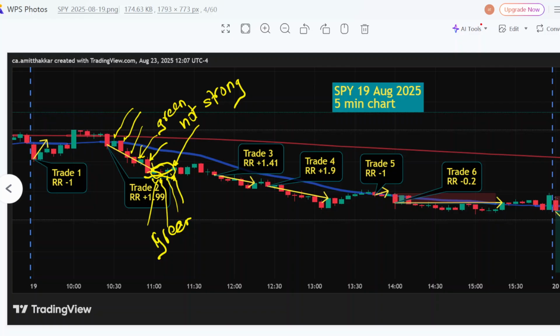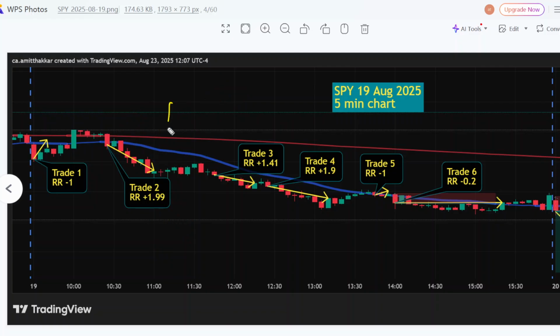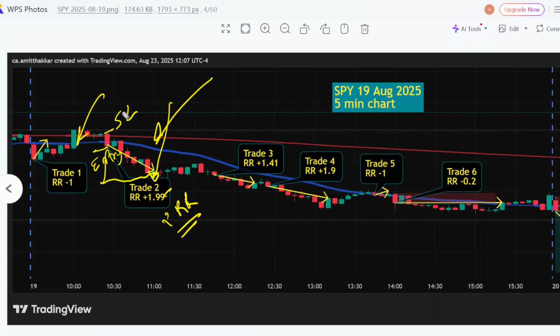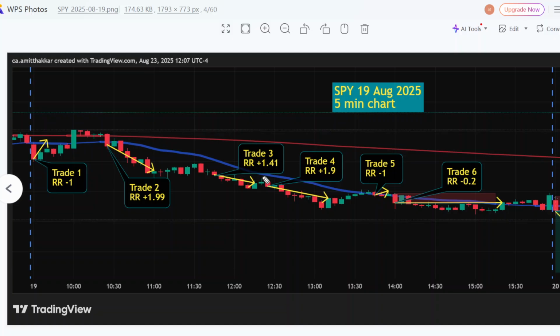Now if you measure the risk reward with the risk reward tool, this is our entry and this is our stop loss. We close it here, and we earned around 2, or 1.99, or 2 risk reward ratio. So the second trade is in profit, the first trade was in a loss. Let's move to the third trade.